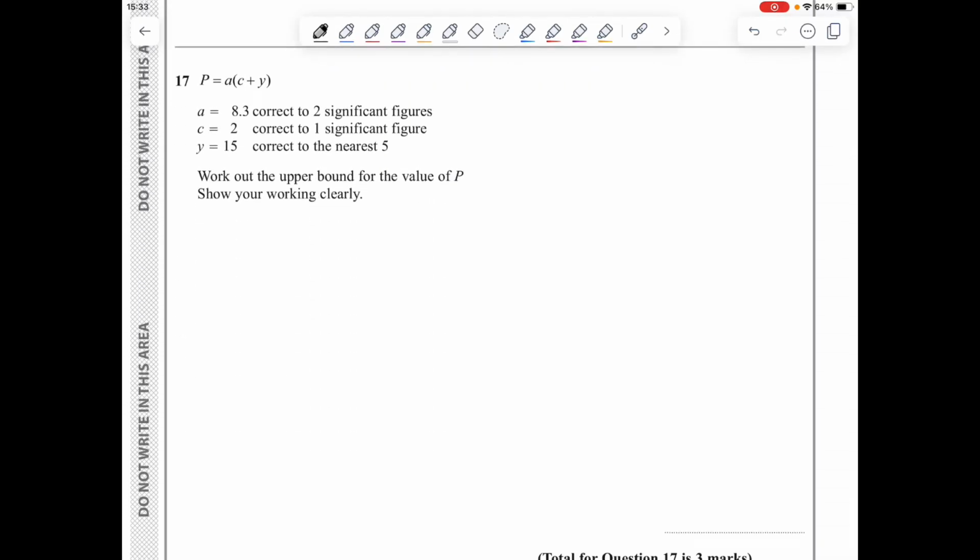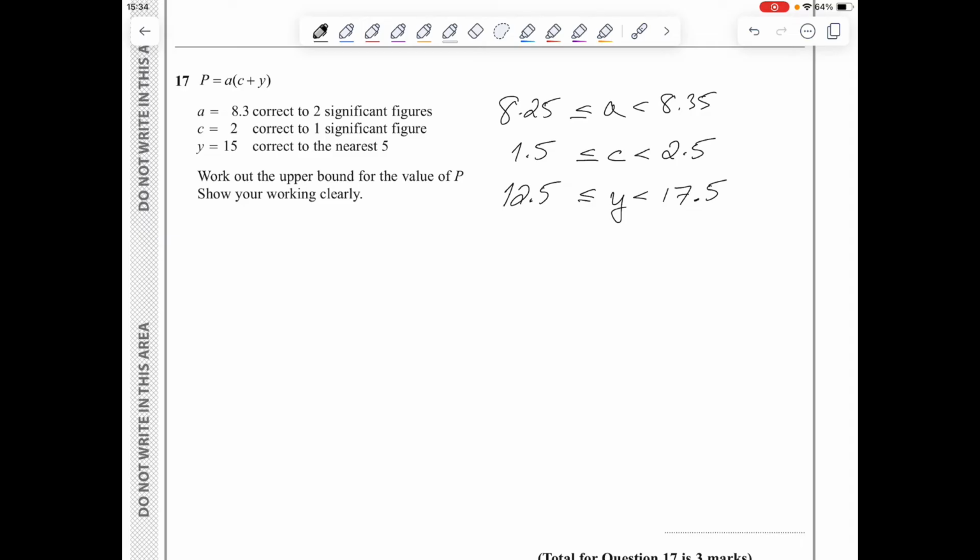For question 17, I'll start by finding the lower and upper bounds for a, c, and y. For a, the lower bound is 8.25, upper bound 8.35. For c, lower bound is 1.5, upper bound 2.5. And for y, since it's being rounded to the nearest 5, I need to subtract and add half of that, so 2.5 to the 15. So lower bound is 12.5, upper bound is 17.5.